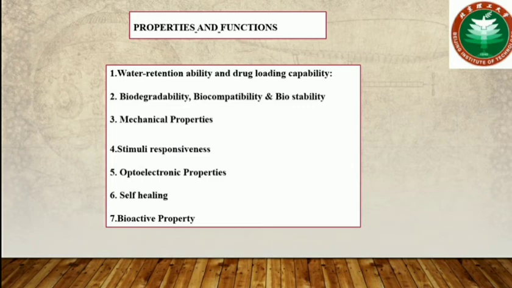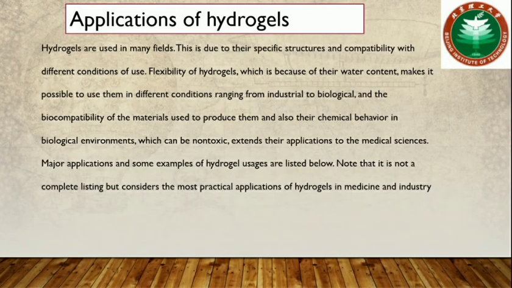And the next part which I am going to explain is the application of supramolecular hydrogel. Application of hydrogel. Hydrogels are used in many fields. This is due to their specific structure and compatibility with different conditions of use. Flexibility of hydrogel, which is because of their water content, makes it possible to use them in different conditions ranging from industrial to biological, and the biocompatibility of the material used to produce them, and also their chemical behavior in a biological environment, which can be non-toxic, extend their application to the medical sciences. Major applications and some examples of hydrogel uses I will explain here. Besides these, there are a number of other applications of supramolecular hydrogel. I will explain these applications one by one in brief.